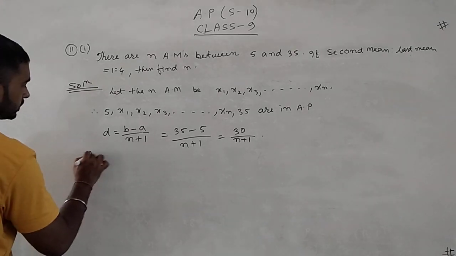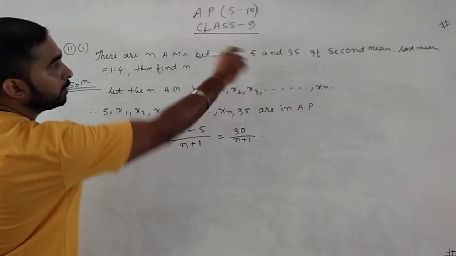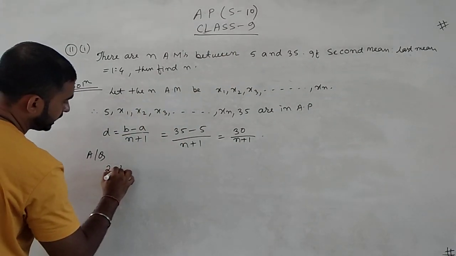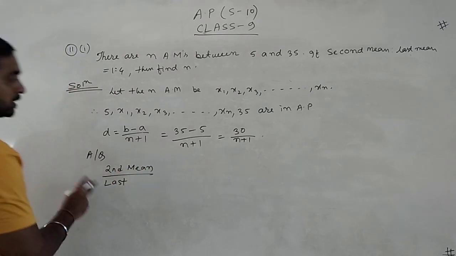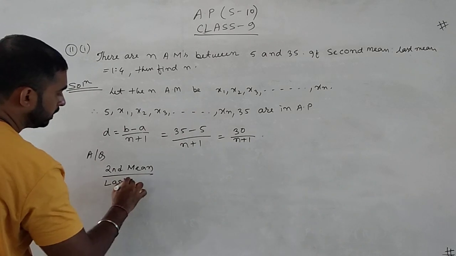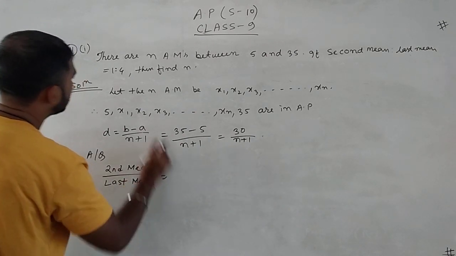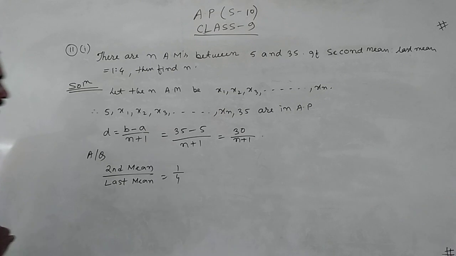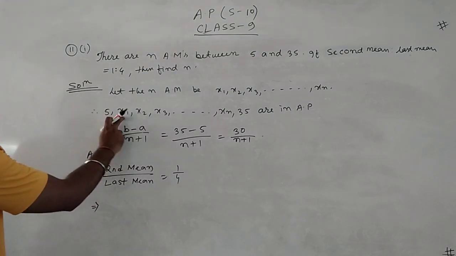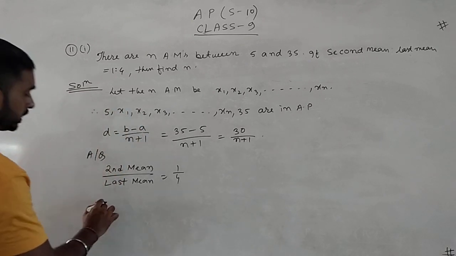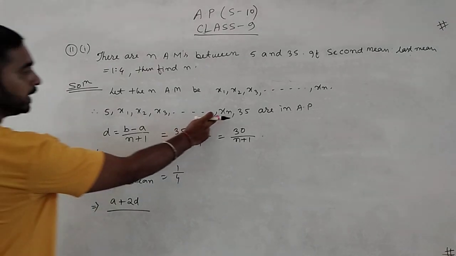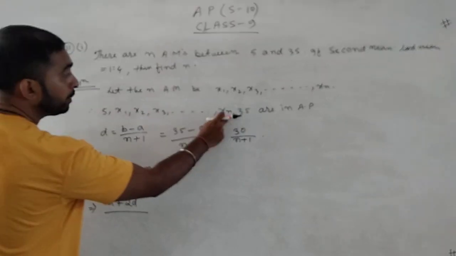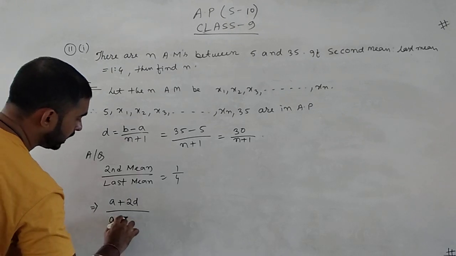Now according to the question, second mean by last mean. Now what is the last mean? Here the last mean means the nth mean. Last mean equal to 1:4, that is 1 by 4. Now second mean means, but which term? First, second and third term. Second mean means third term. So what is the third term? A plus 2D. Last mean means this one, but this is the n plus 1 term, so it becomes A plus nD.